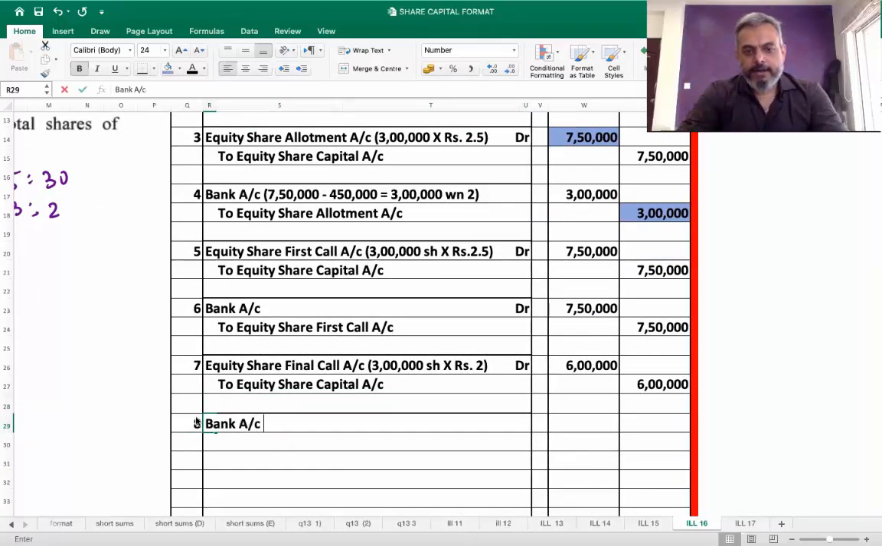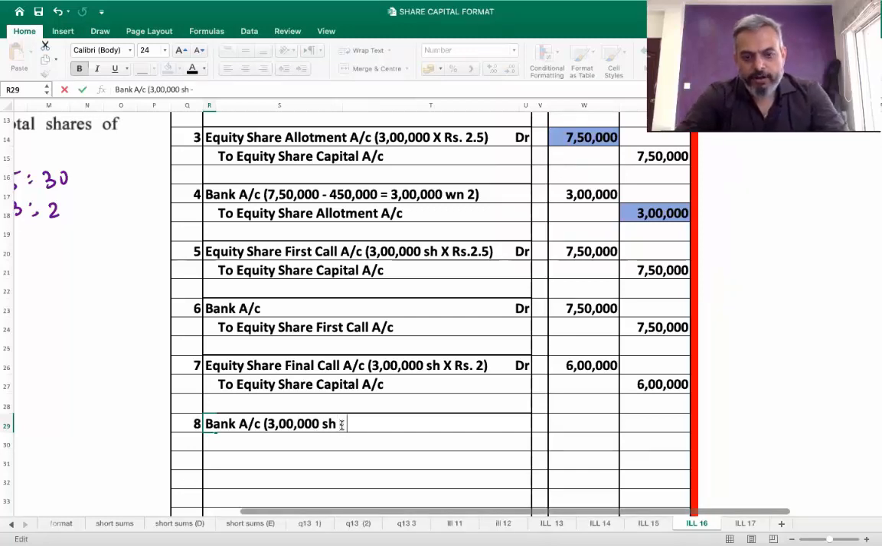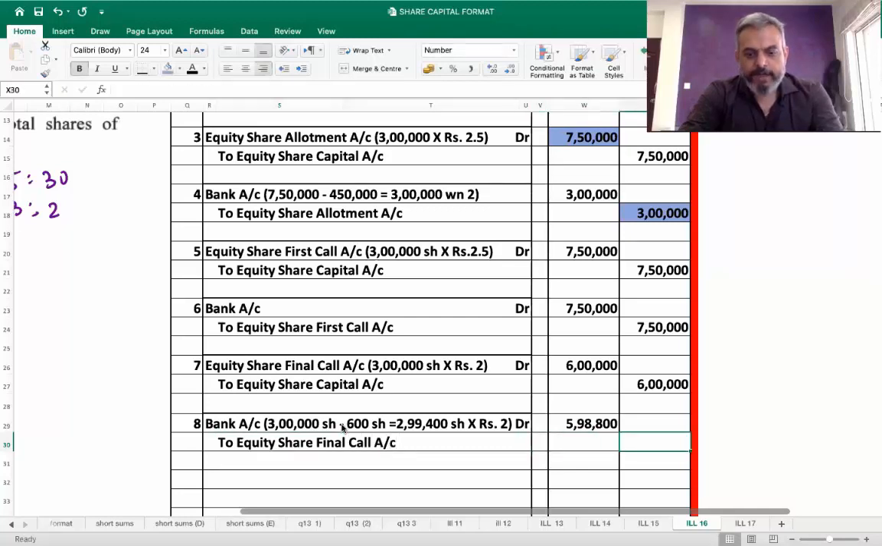Eighth, bank account. Now what is happening over here? Out of 3 lakh shares, what we should have received money for, a shareholder Daksha did not pay the final call on 600 shares. So 3 lakh minus 600, so 2 lakh 99,400 shares into rupees 2 per share. Debit. Calculate it. 2,99,400 into 2, 5,98,800, to equity share final call account, 5,98,800.